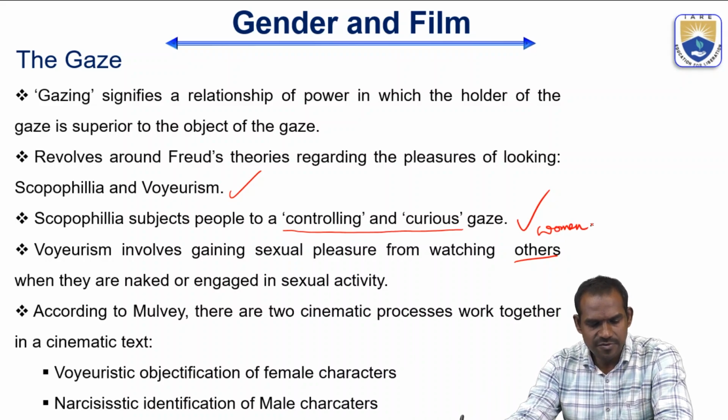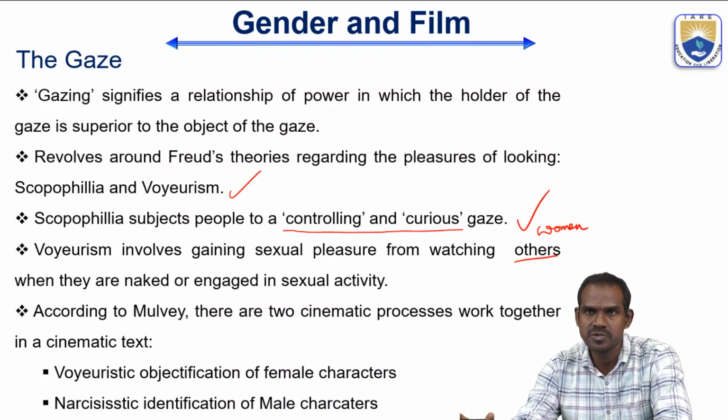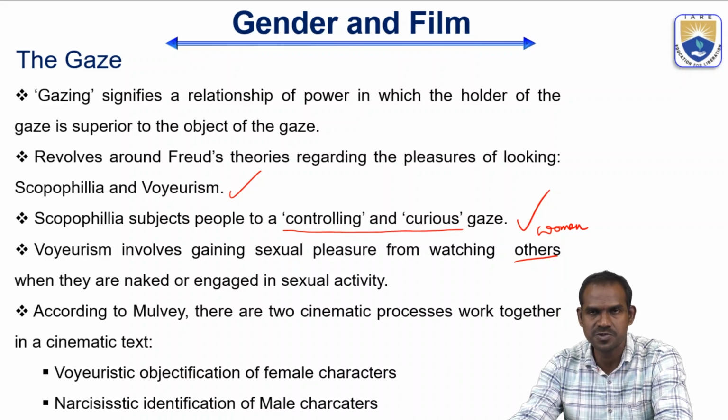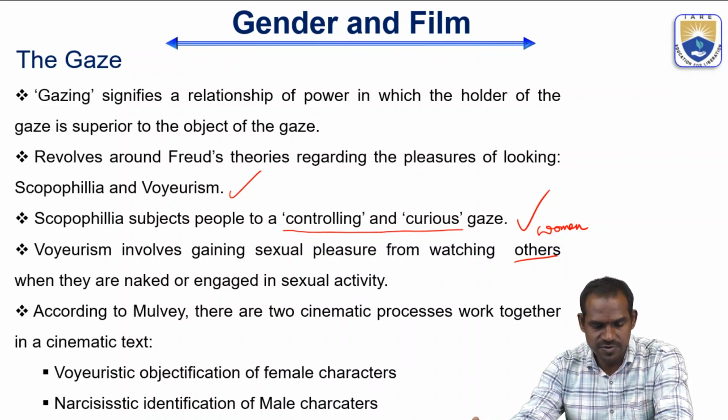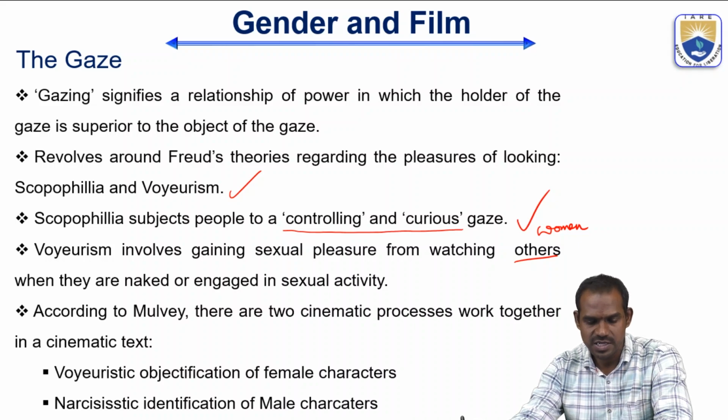Okay, when they are naked or engaged in sexual activity. So that is how some psychotic people will get pleasure. Okay, these two types of pleasures of looking are there: scopophilia and voyeurism. Scopophilia subjects people to a controlling and curious gaze, whereas voyeurism involves gaining sexual pleasure from watching others, especially women, when they are naked or involved in sexual activity.